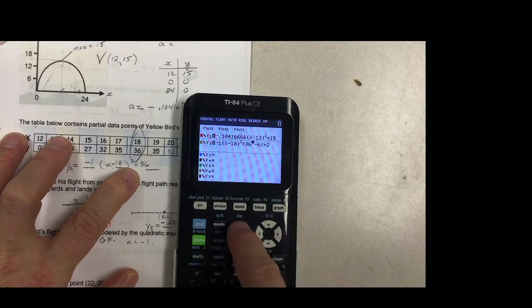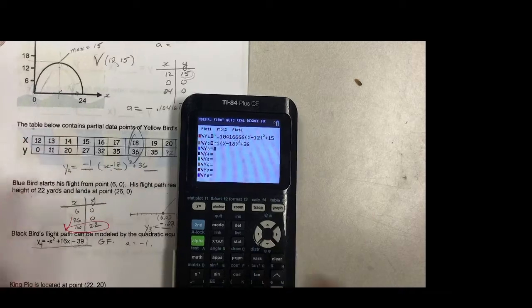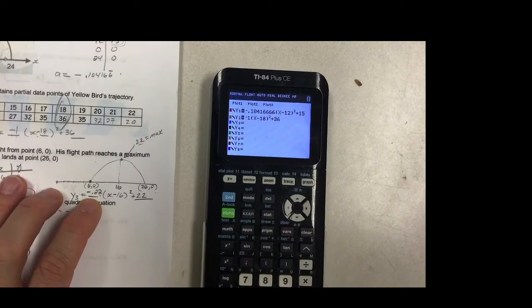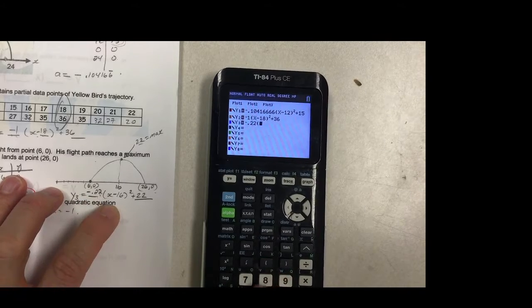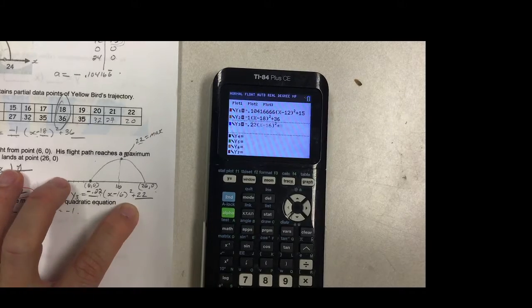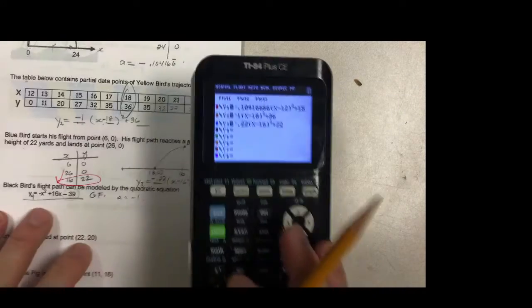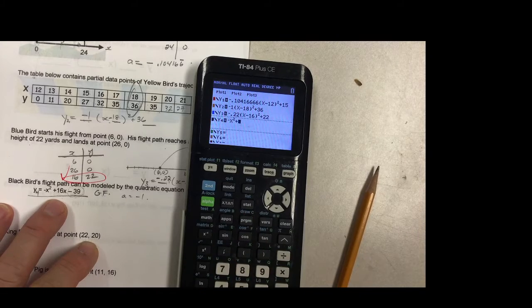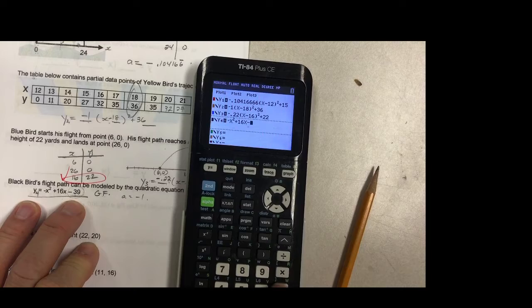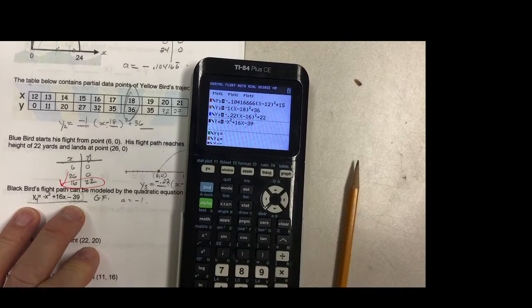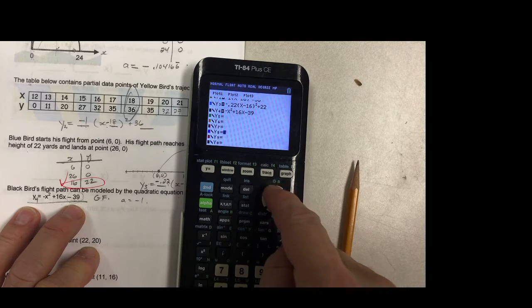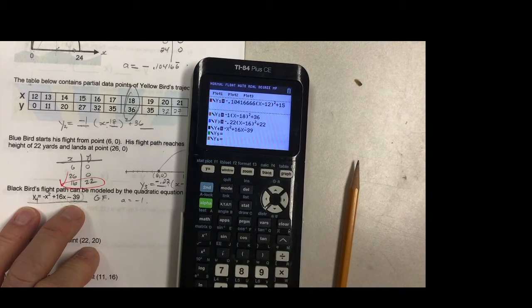Get rid of all that extra junk. And then Bluebird, that's blue. Bluebird's equation is negative 0.22, bracket, x minus 16, bracket all squared, plus 22. And finally, Blackbird, I didn't have to do anything: negative x squared plus 16x minus 39. There it is. I can do 10 birds at once, but we're only going to do 4 of them.